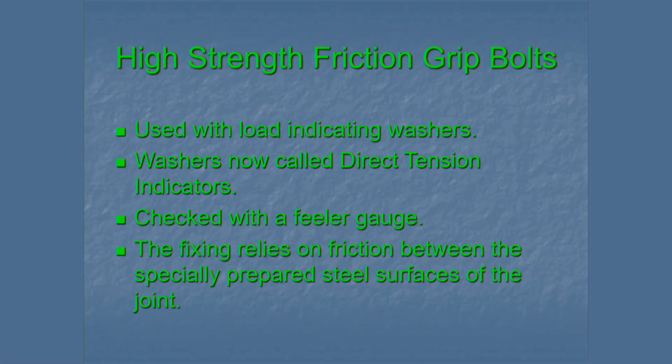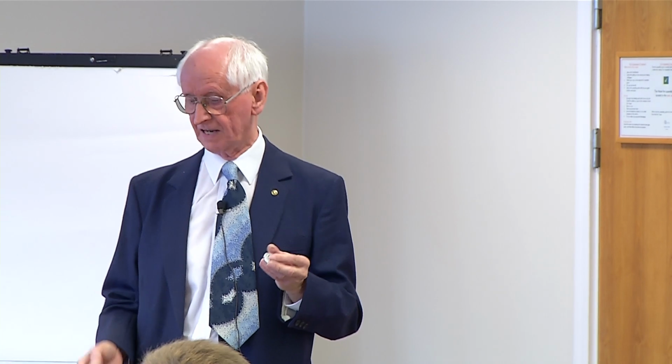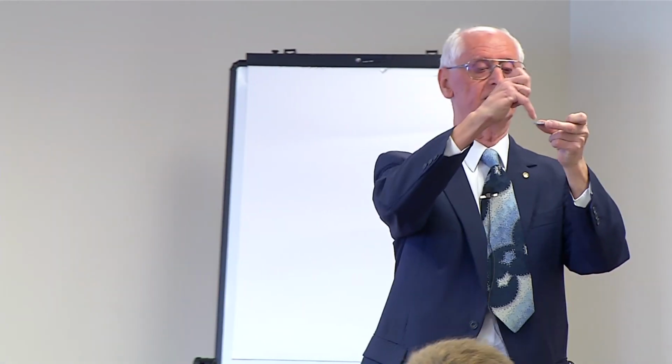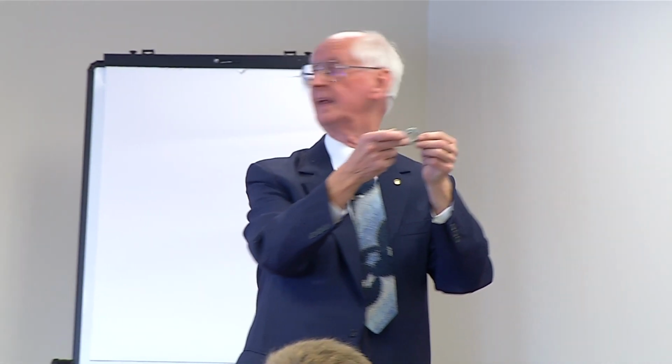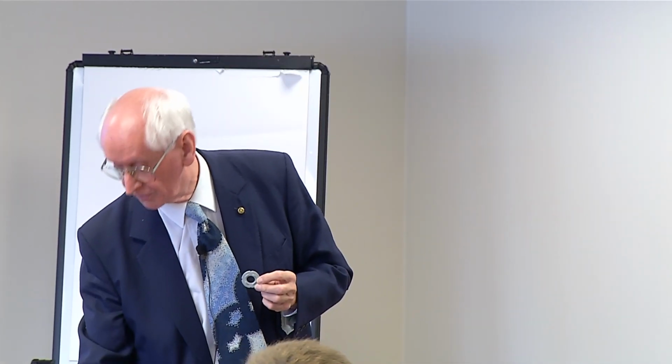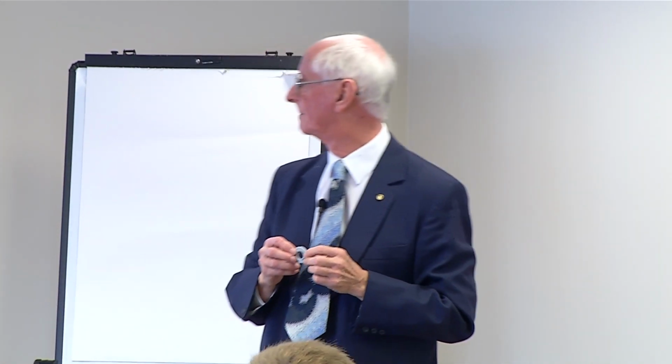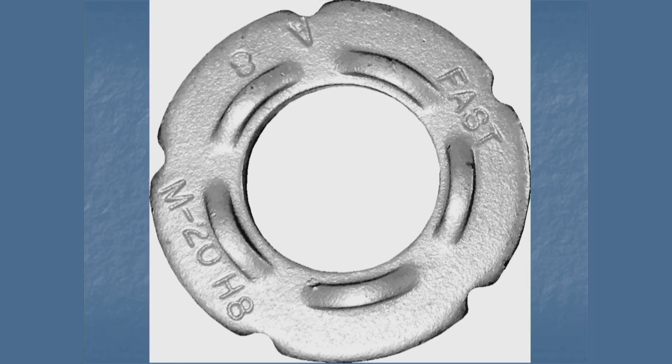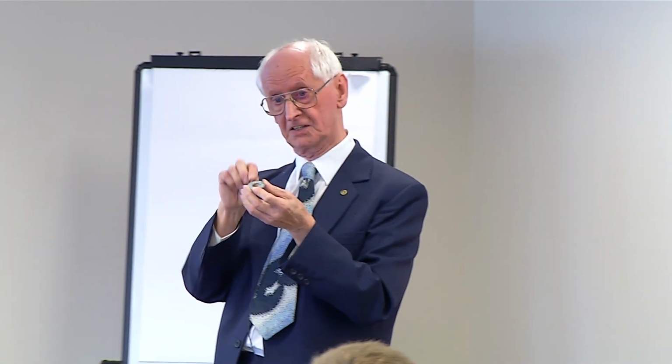They're checked with a feeler gauge, and the fixing relies on the friction between specially prepared steel surfaces. And what actually happens, these little bumps that you can see on there, and I will show you a picture of, there they are. As the bolt is compressed, and these are high tensile bolts, these little bits sticking up get squashed. And when they are squashed to a certain amount, that is the correct tension in the bolt. And we check that with a feeler gauge.